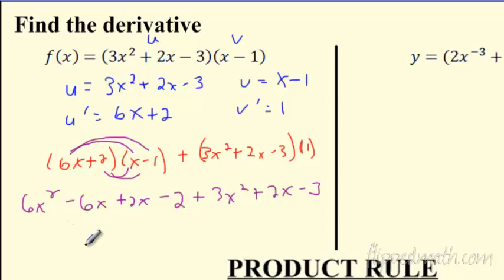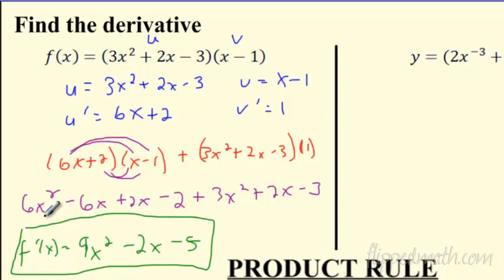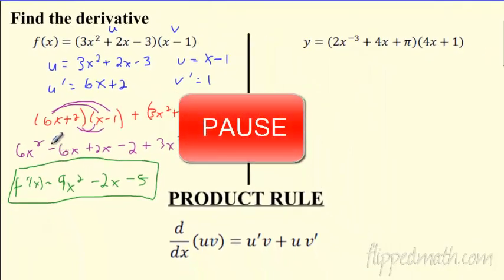So I've got what? 9x squared, and how many x's? Minus, plus, and plus. Is that minus 2x? Negative 6 plus 2 plus 2. And then do your numbers. We've got minus 5. So the derivative of this one is 9x squared minus 2x minus 5. Awesome. Why don't you pause it, try the next one on your own, and see how that goes.